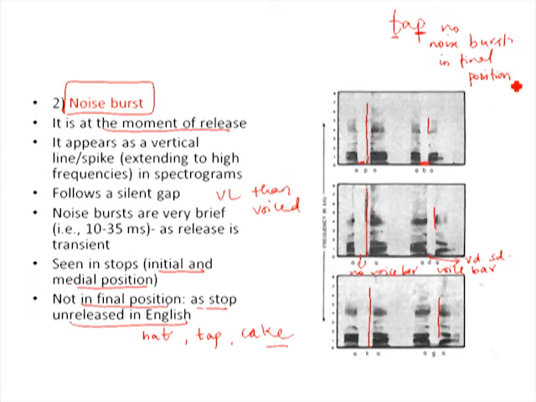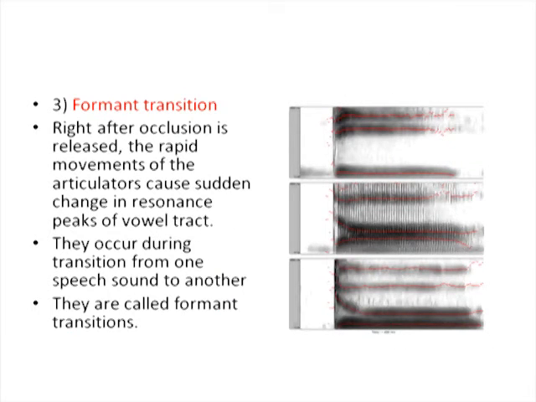So always when I ask you to draw and point to the cues of a spectrogram for the stops, you should be aware that the noise burst follows the silent gap. Noise bursts are very brief because it's a transient sound and not a continuant. It's usually seen in stop initial and medial position, and in most final positions it's an unreleased stop in English, but there are exceptions like cake. So we got two cues so far, silent gap and noise burst. Now, what's the third cue of stops? That's going to be called the formant transition.